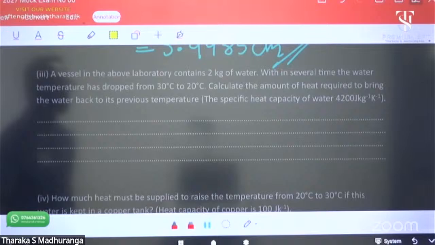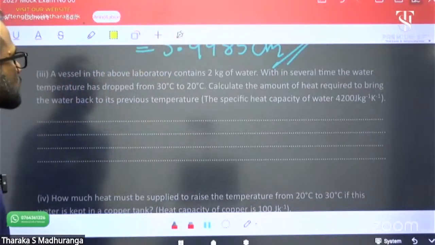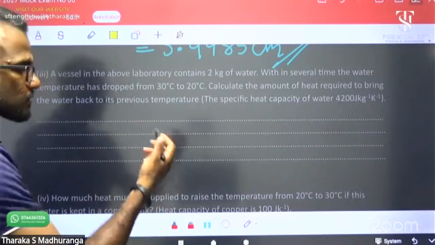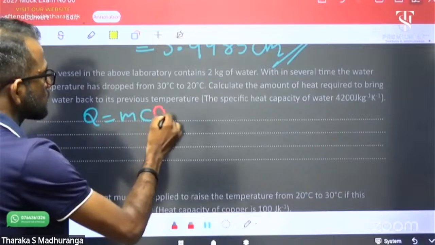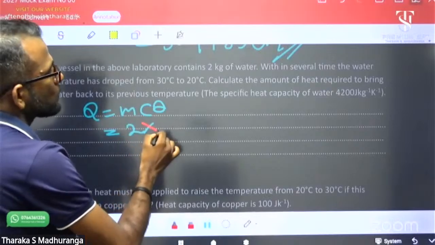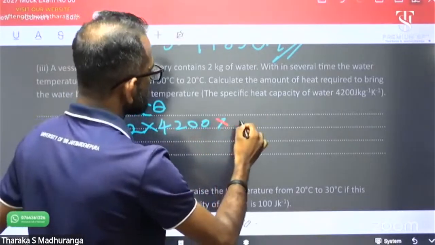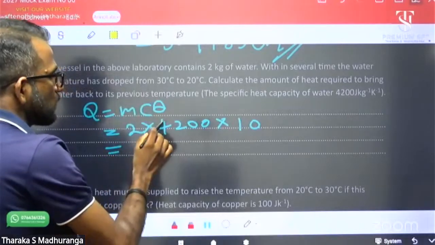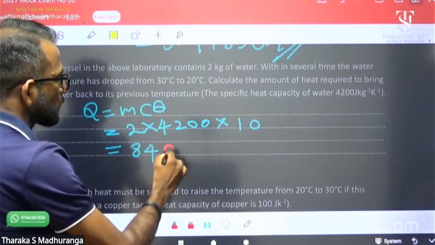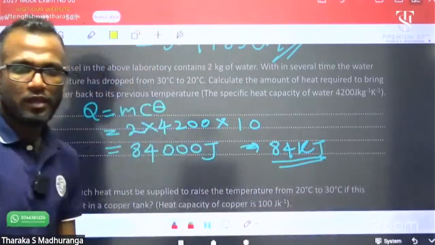A vessel in the above laboratory contains 2 kilograms of water. At several times the water temperature has dropped from 30 Celsius to 20 Celsius. Calculate the amount of heat required to bring the water back to its previous temperature, that means 20 Celsius to 30 Celsius. Then Q equal mc theta, no physical state change. Mass 2 kilogram, specific heat capacity given in standard unit 4200, temperature difference 10, 20 to 30. Then 84,000 joules or 84 kilojoule.